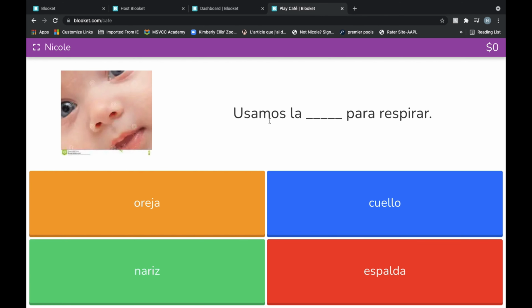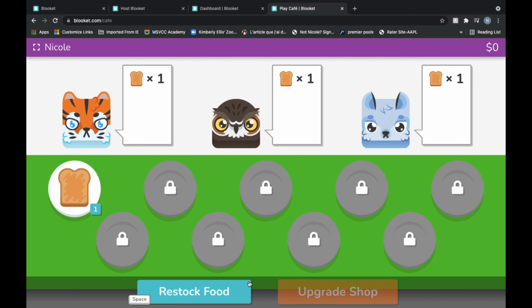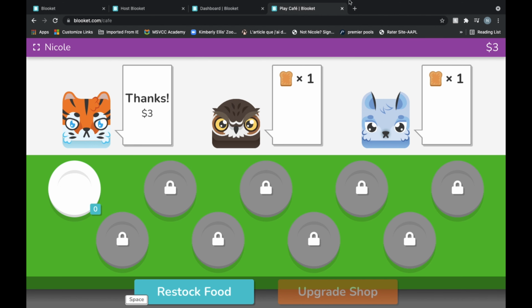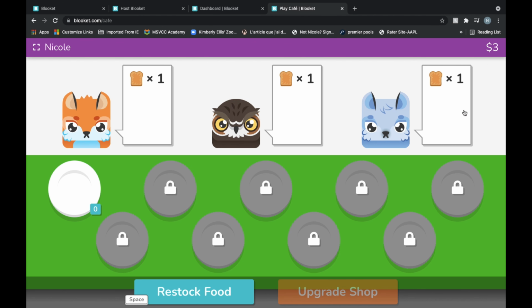And so here this one says we use something to breathe, and so you go through, they decide. These are words that they've already learned in your PowerPoint, and so you have the ear, the nose, the neck, the back. And so they click on the nose, and they're given bread. And then they get to pay whoever they want to pay. Click there, and they earn a certain amount of money. And the only way they can earn money is by feeding their clients.